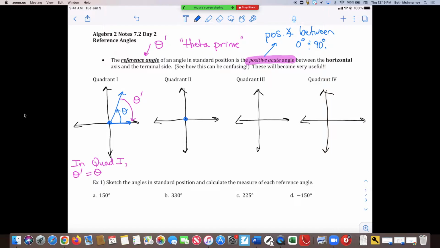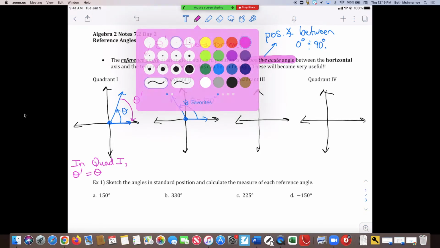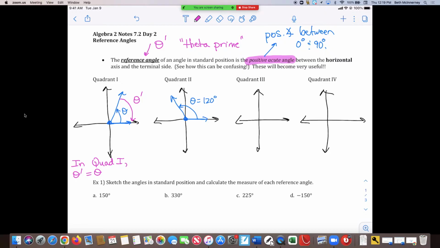All right, let's draw a second quadrant angle. And I'm going to make up a number this time. Let's call it 120 degrees. Theta prime is from the terminal side of the angle until I hit the x-axis. This is theta prime. How many degrees is theta prime here? How far away is the terminal side from the x-axis here? Yeah, it's 60.